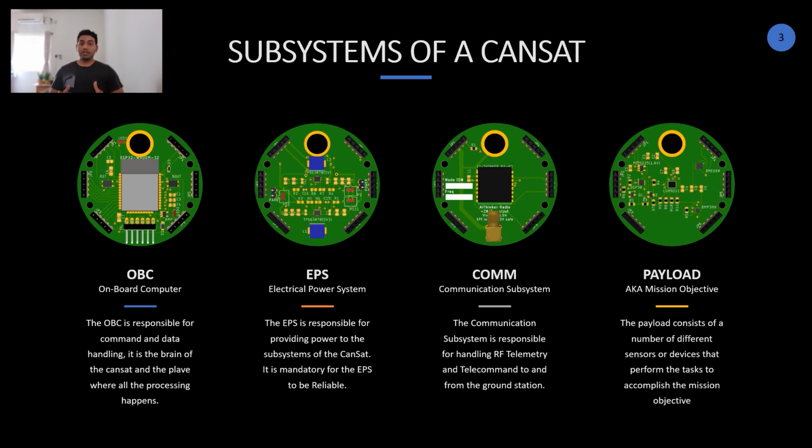The electronic power system, one of the most important subsystems of the CANSAT, is responsible for providing electricity to all the subsystems of your CANSAT.